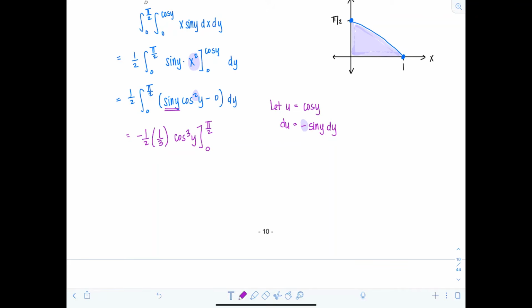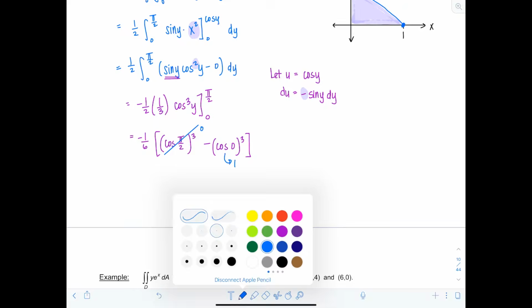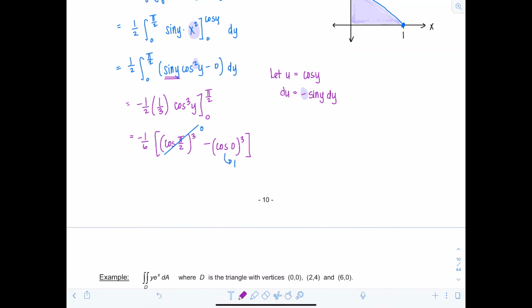All right, then you don't have to go through changing your limits and all of this and that. And then from here, we're going to have a negative 1/6 times cosine of pi over 2 cubed minus cosine of 0 cubed. Well, cosine of pi over 2, that's just 0. And then cosine of 0 is 1. So I have negative 1/6 times a negative 1, which is positive 1/6.